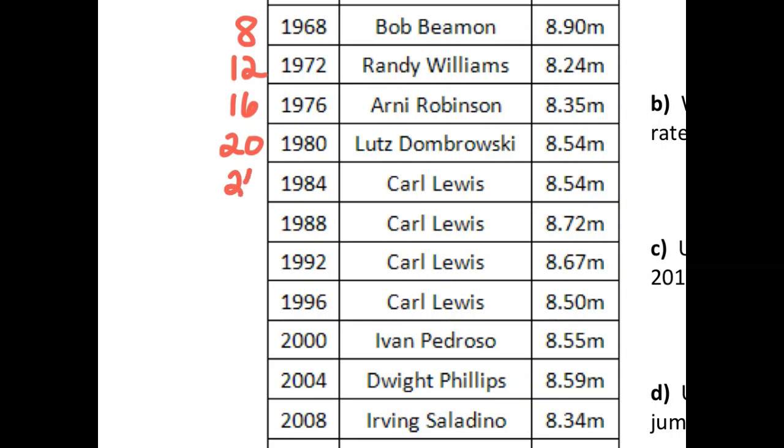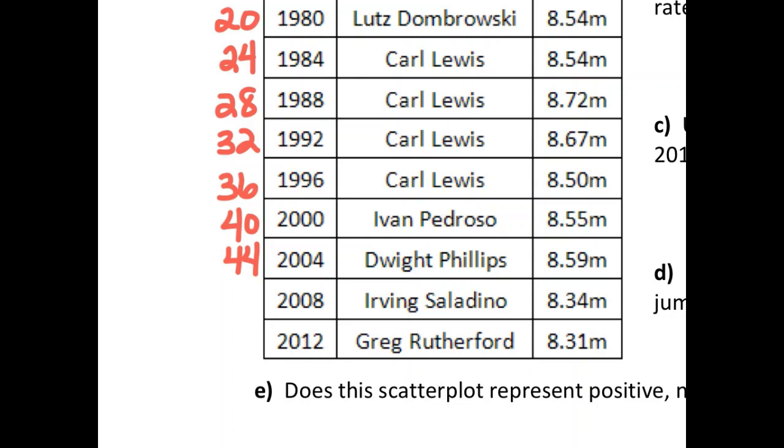1984 is 24 years later. 1988 is 28 years later. 1992 is going to be 32 years later. 1996 is 36 years later. 2000 is 40 years later. 2004 is 44 years later. 2008 is 48 years later. And 2012 is 52 years later.